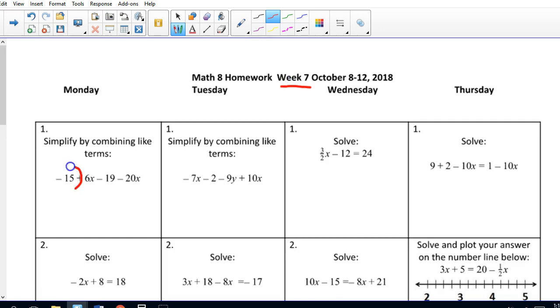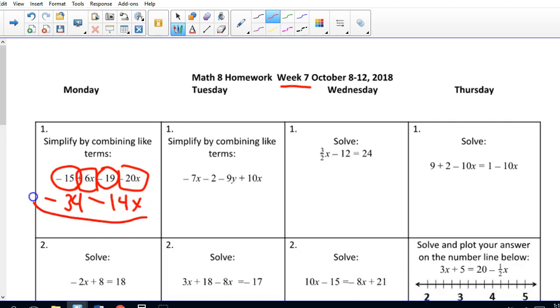Simplify by combining like terms. Like terms are constant numbers that don't have variables, or they could be variable terms that have the same letter. You'll notice that I've marked with circles the two constant terms, negative 15 and negative 19. Those are like terms, so I'm going to combine them to get a total of negative 34. My variable terms are 6x and negative 20x. When I combine those, that gives me negative 14x for an answer of negative 34 minus 14x.